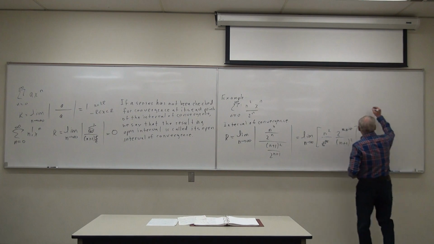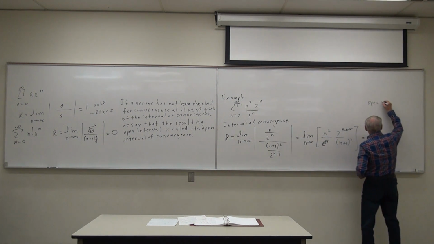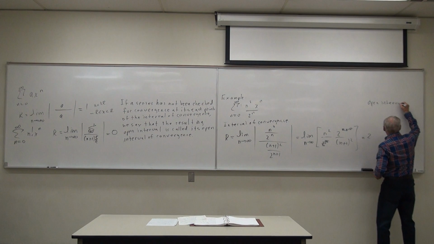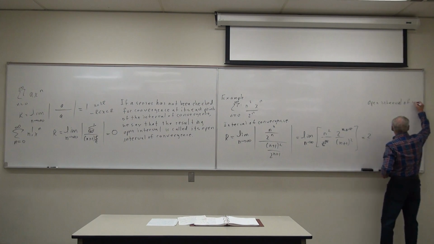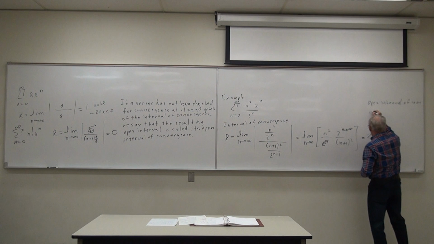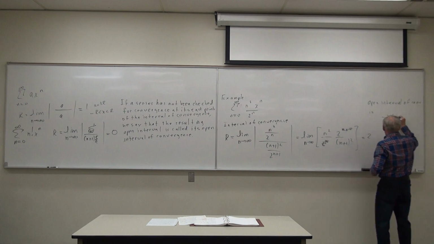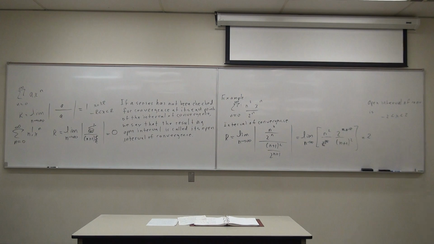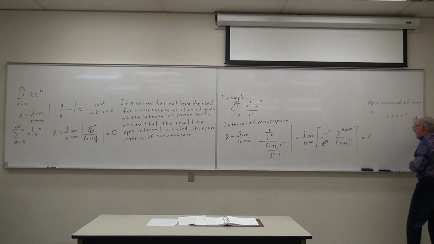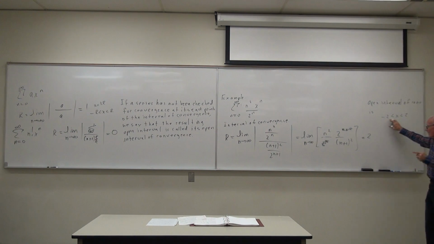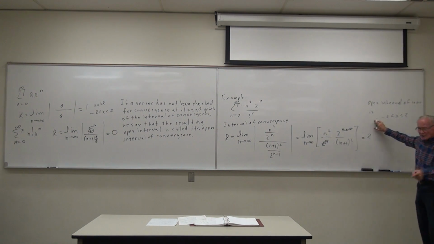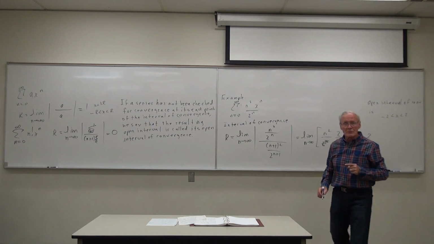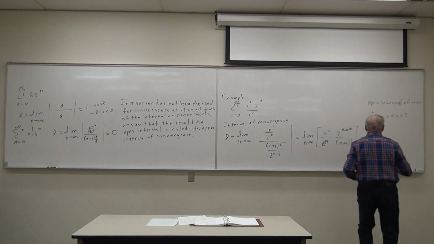So we can say the open interval of convergence is minus 2 less than x less than 2. It says it's guaranteed to converge in there. Guaranteed it diverges if x is bigger than 2. Guaranteed it diverges if x is less than minus 2. What we don't know is what happens at 2 and at minus 2. Let's check it out.